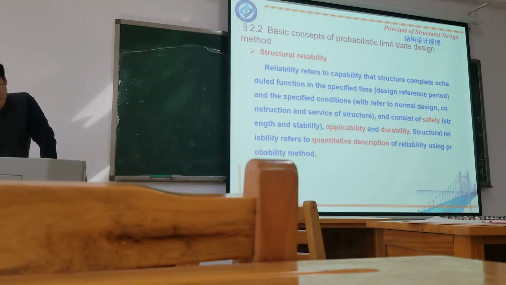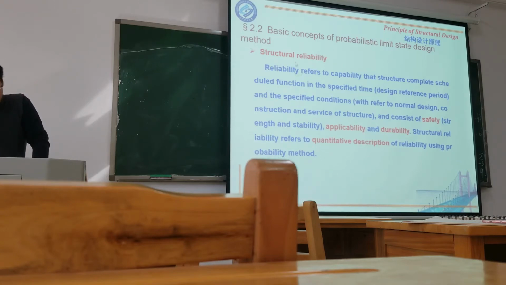And the specified condition. The specified time means the design reference period. The specified condition is with reference to the normal design, construction, and service of the structure, and consists of safety, strength and stability, applicability, and durability. Structural reliability refers to the quantitative description of the reliability using a probability method. I wonder if you understand this or not. A little bit complicated. I think just remember the last one: structural reliability refers to quantitative description of the reliability using a probability method.